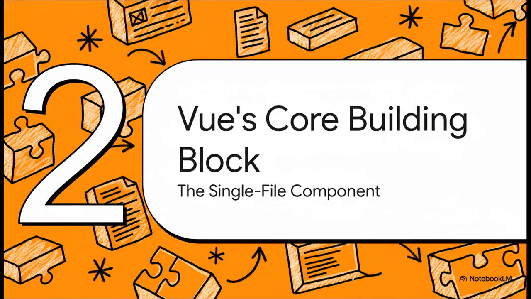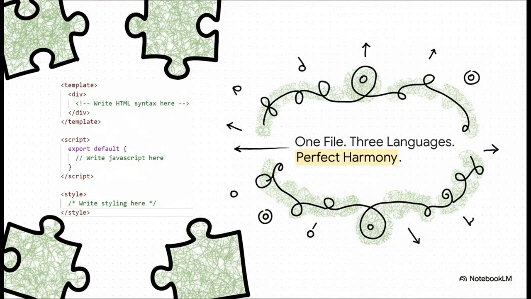Well, it starts with this one simple but absolutely brilliant idea, the single file component. And this is it. This is the core concept. Instead of having your HTML in one file, your JavaScript in another, and your CSS somewhere else entirely, Vue says, hey, let's put it all in one place. You get your template, your script, and your style all bundled together in one neat little package. It's such a simple change, but it makes keeping your project organized so much easier.